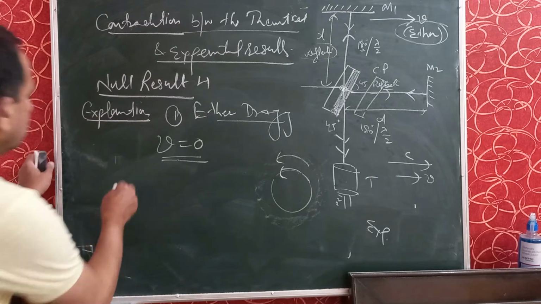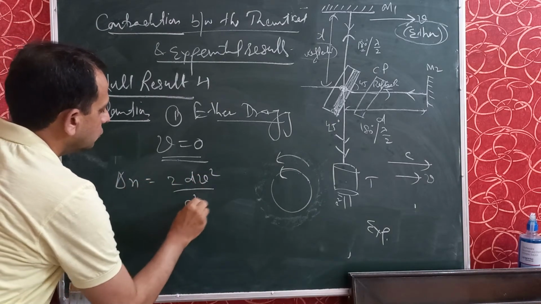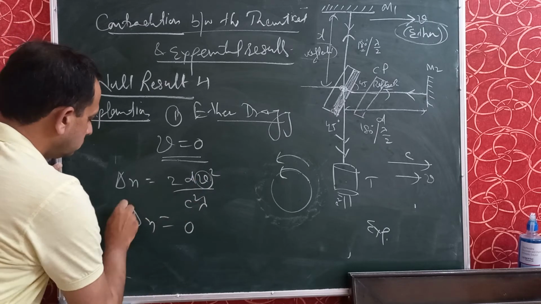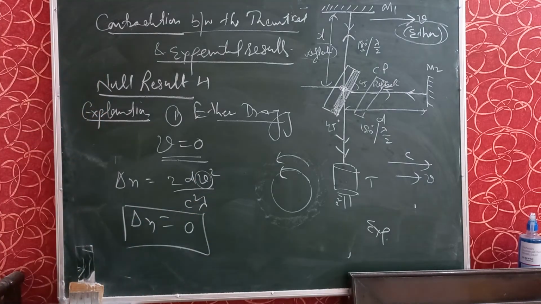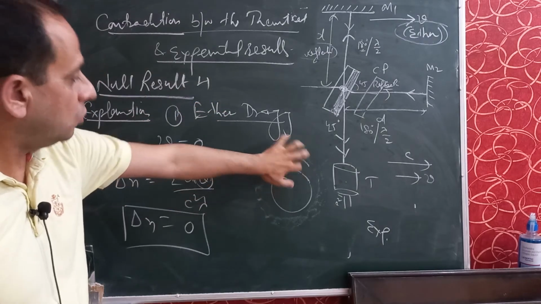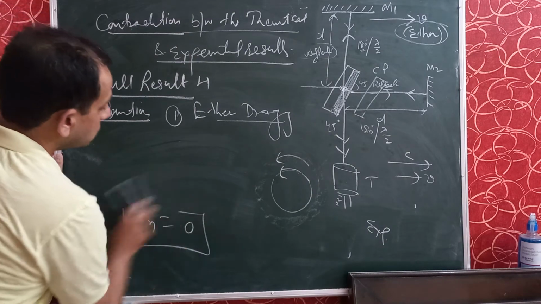Then delta n is equal to 2 d v square upon c square lambda. If v is 0, then we will get 0 into something, 0, which means we get null result. So this is the first explanation. We can justify that ether is there around the earth, but it is also moving or revolving around the earth as the earth itself.